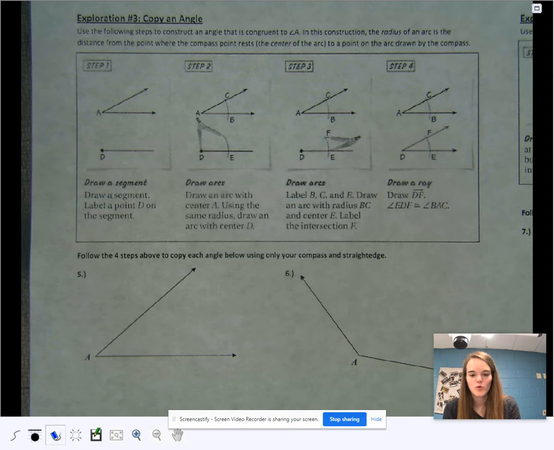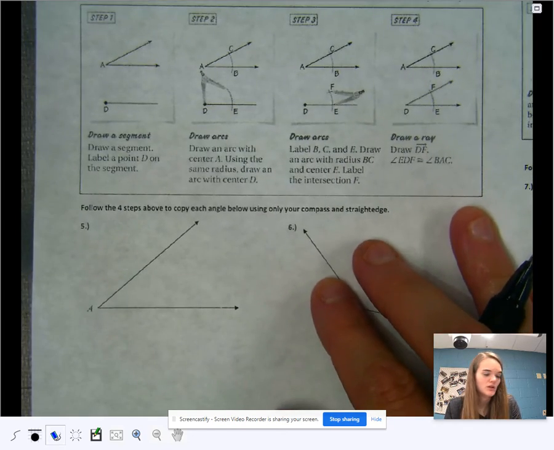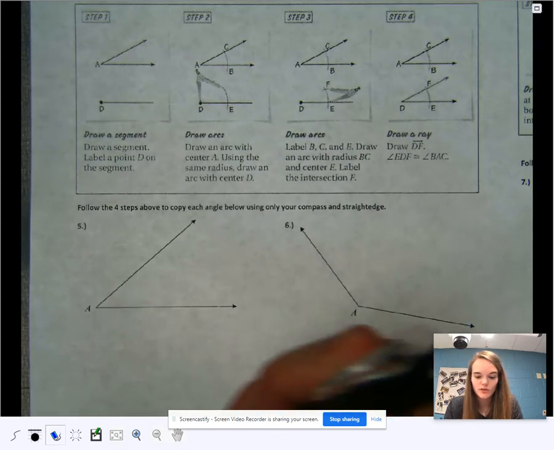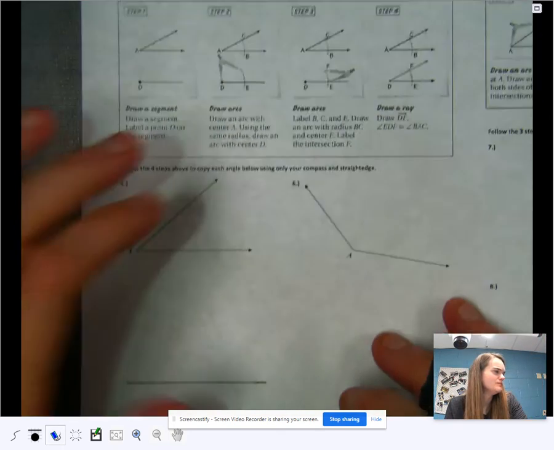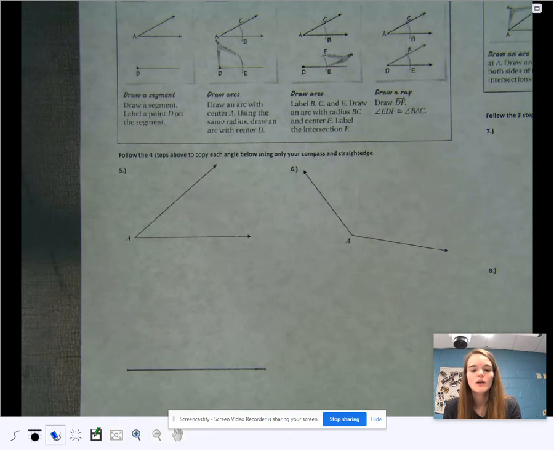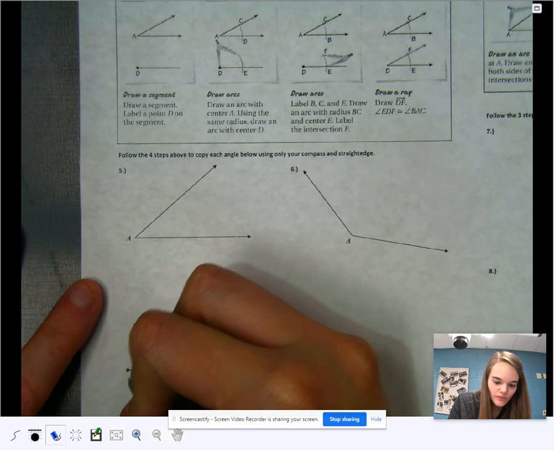Okay. Step 1 says draw a segment. So draw a segment. I'm just going to draw one down here below number 5. Let's scoot it up here. Draw a segment. Zoom out a little bit. Label point D on the segment. D.